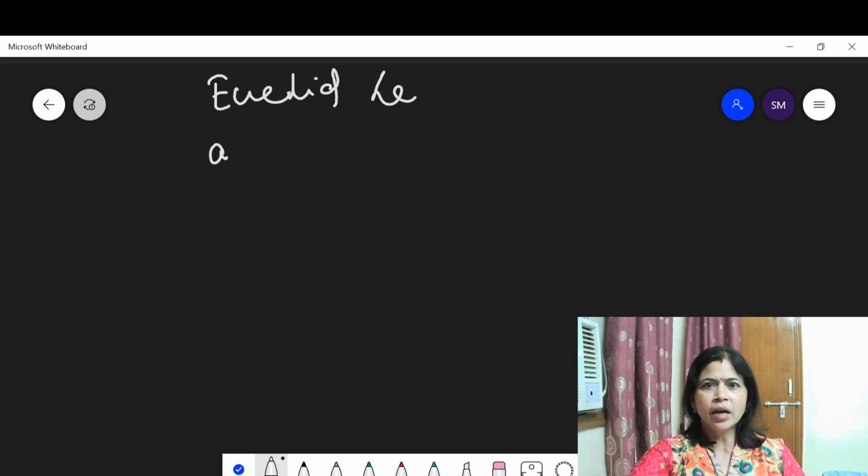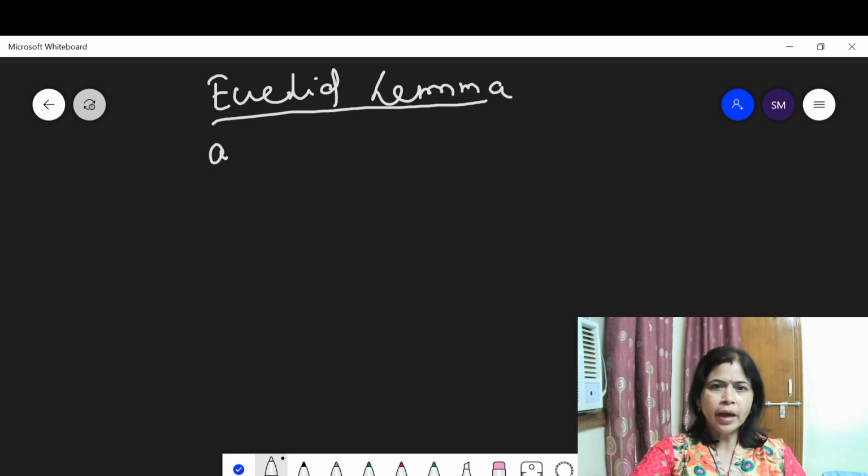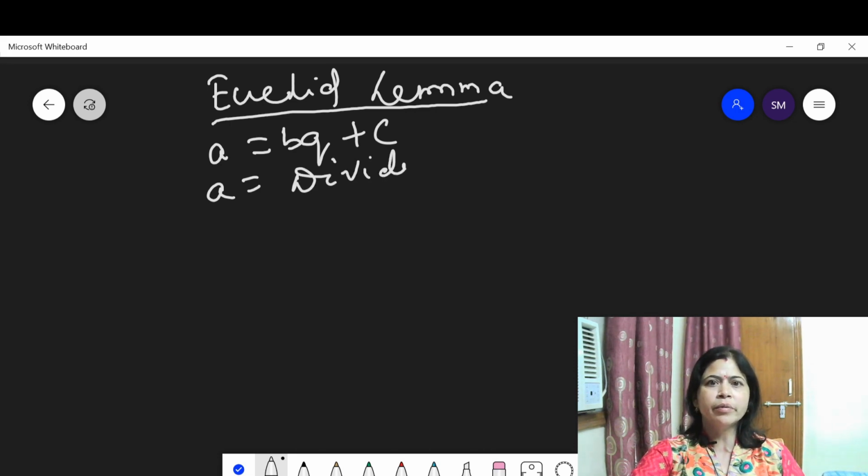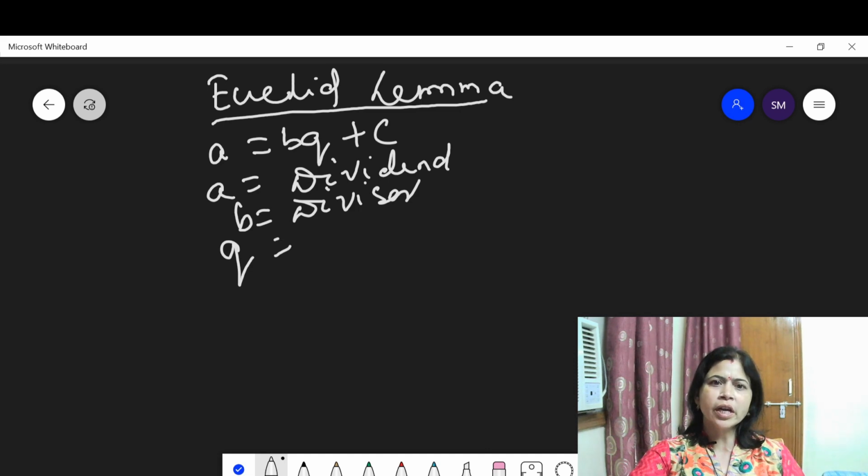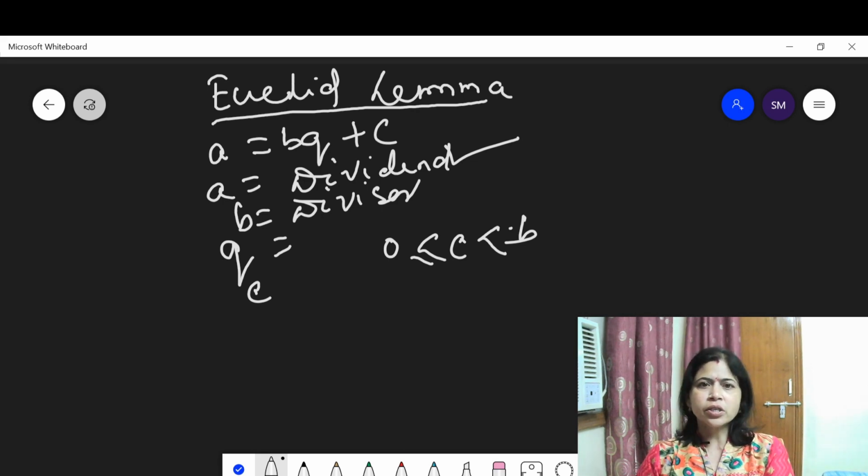Euclid's division lemma says that a is equal to bq plus r, where a is called the dividend, b is called the divisor, q is the quotient and r is the remainder, and the remainder r is always greater than or equal to 0 and less than the divisor.